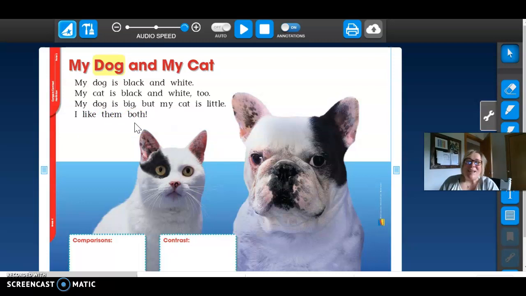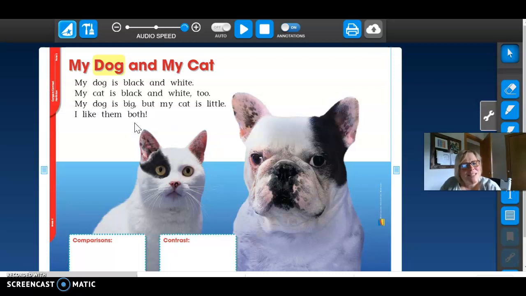All right, good job reading. So, boys and girls, what could we say is the same in the reading? What did the author, the person who wrote the words, say is the same? They're both black and white. It says my dog is black and white. My cat is black and white. They're both black and white.